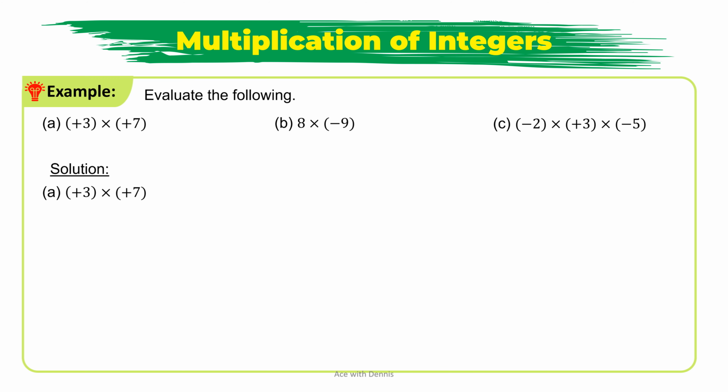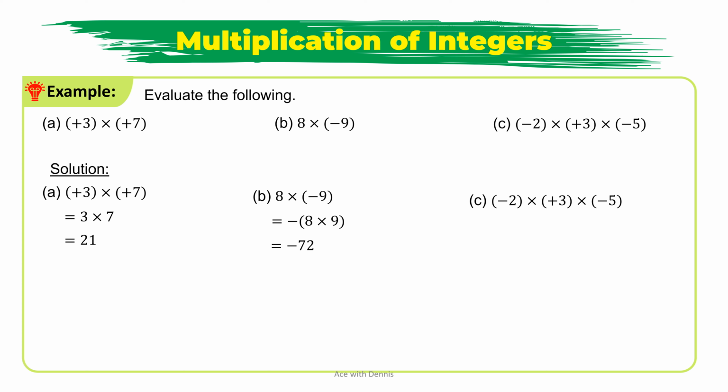Here is the solution. For A, positive 3 times positive 7. Usually we don't write the positive sign, so we can write it as 3 times 7, and the result is 21. For B, 8 times negative 9, we can write it as negative bracket 8 times 9, and the result is negative 72.